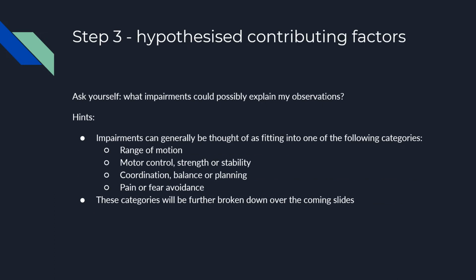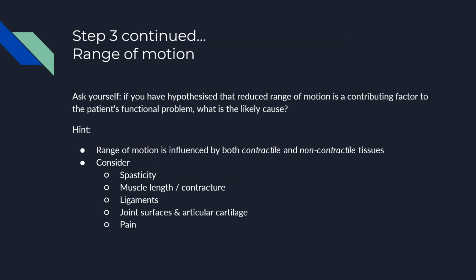So with our hypothesized contributing factors, this is basically what impairments can possibly explain my observations. So I like to try and fit these into one of these 4 categories. The first one is range of motion. The second is motor control, strength, or stability. The third is coordination, balance, or I've got planning there, but I'm going to change that to cognition. And then the fourth is pain or fear avoidance. And I'm going to go through these in a little bit more detail now.